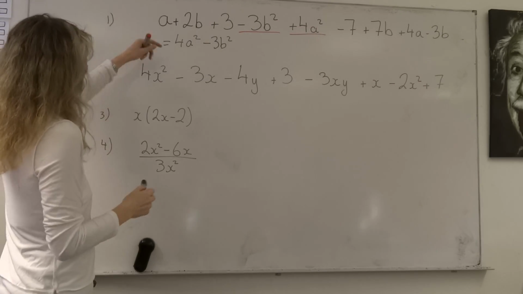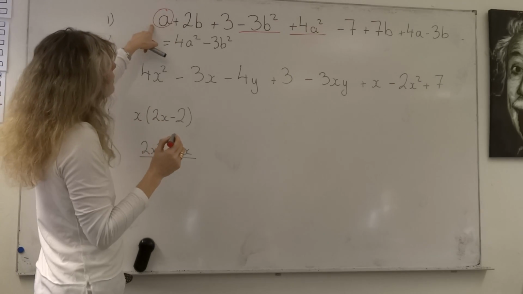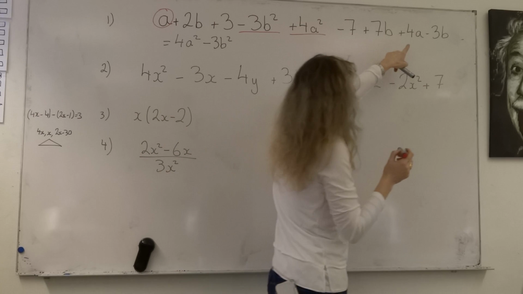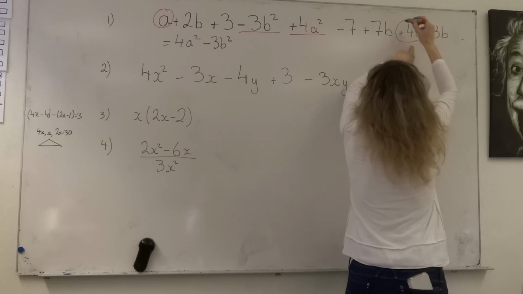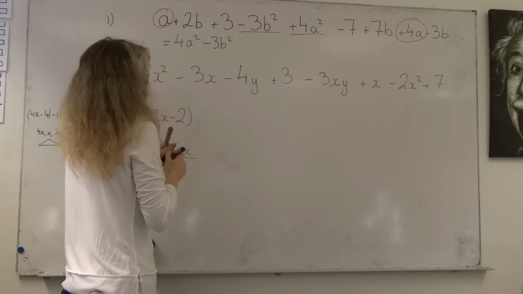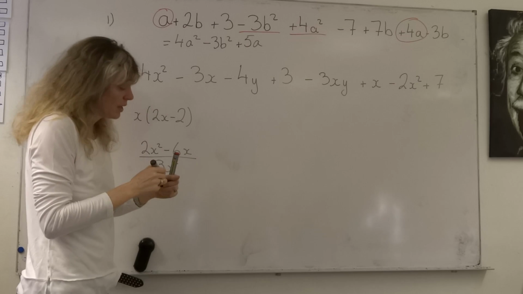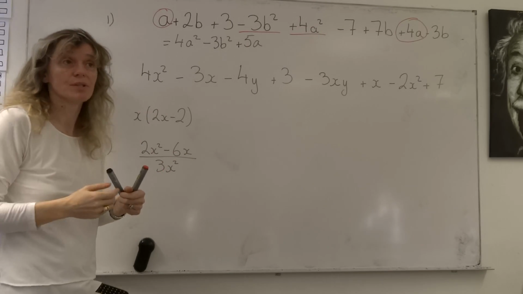So where do we find a? Well, here's an a in the beginning. 1a. Any more a's? Yes, here's an a. So we have 1a plus 4a, giving us 1 plus 4 is 5. 5 lots of a. Now we're looking for b terms.